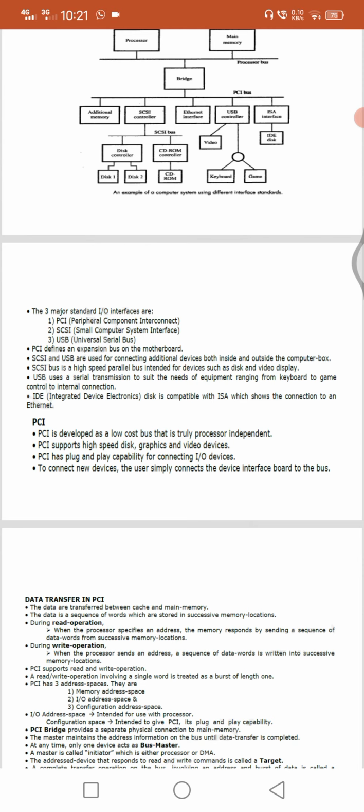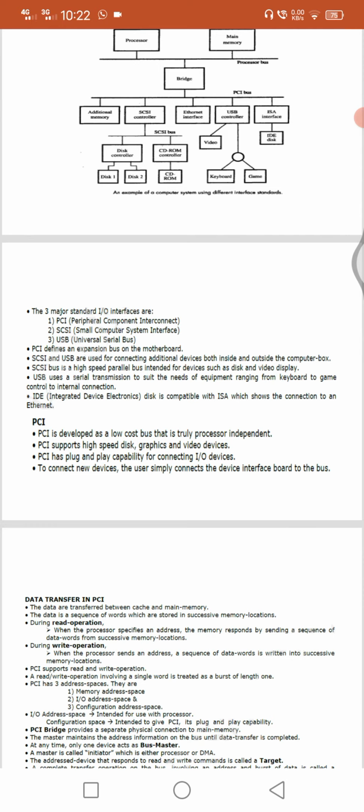Next, IDE, Integrated Device Electronics. The disk is compatible with ISA, which shows the connection to an Ethernet. So for the Ethernet purpose, we use IDE. We will learn in detail about PCI. PCI is developed as a low cost bus that is truly processor independent.